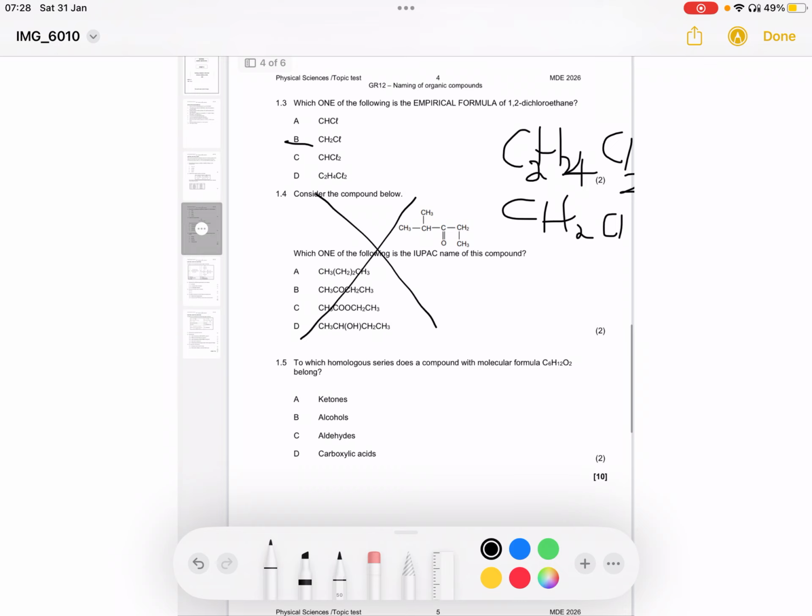All right, then you jump off to 1.5. To which homologous series does a compound with a molecular formula C6H12O2 belong? Now, CnH2nO2, we said it's a carboxylic acid. So this is C6H12O2, that also is CnH2nO2.